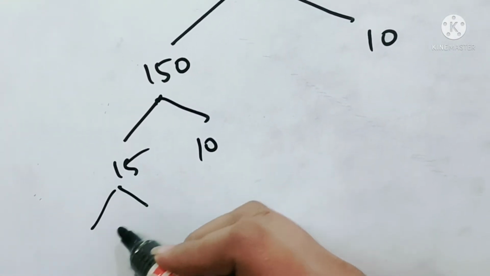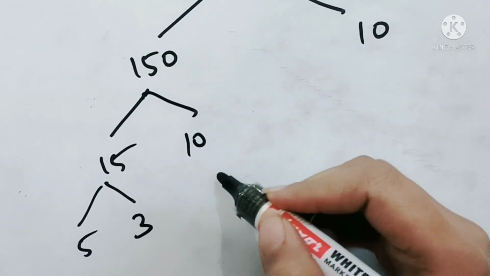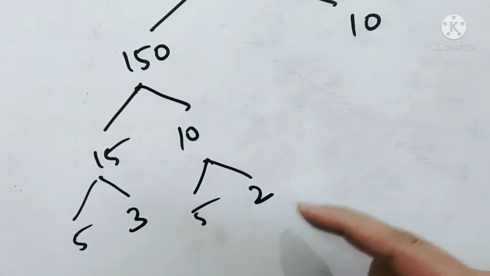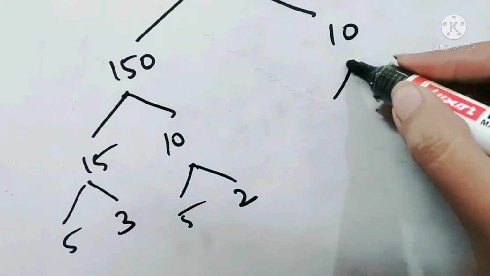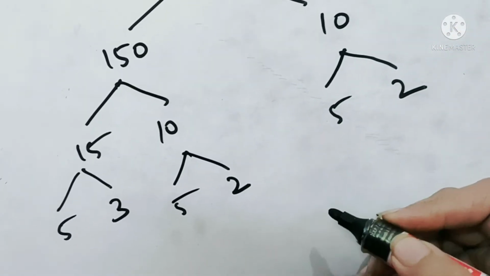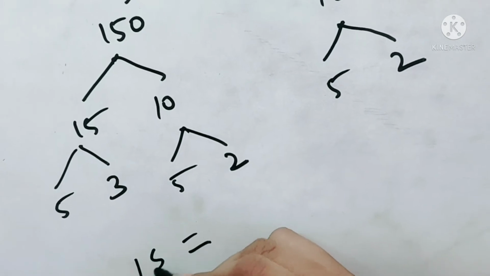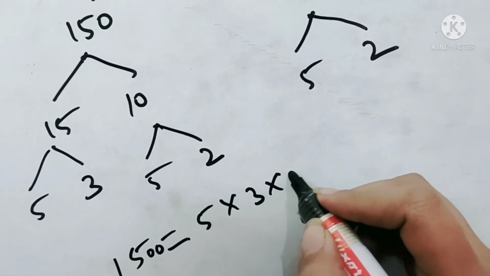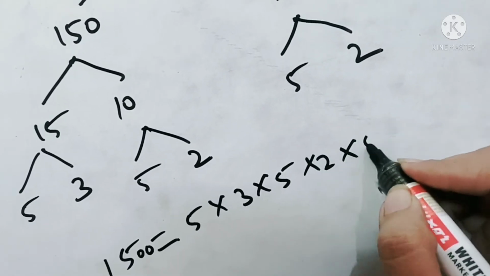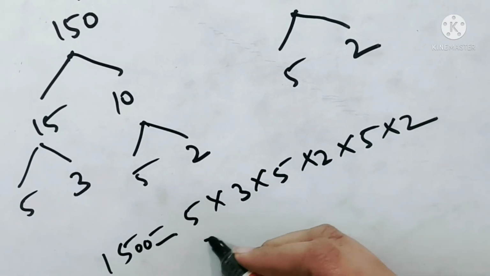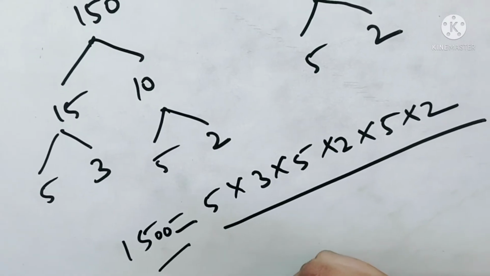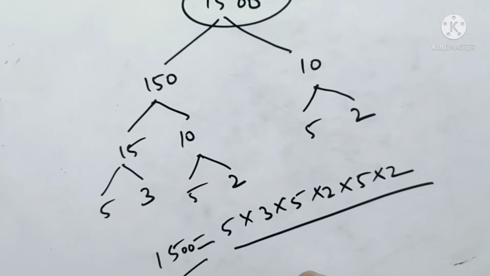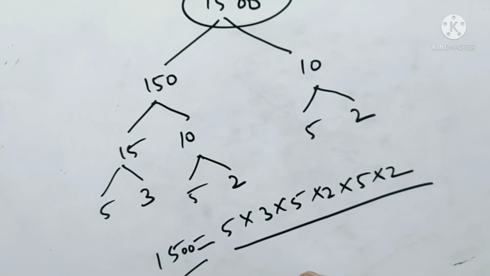Now further 15 can also be divided as 5 into 3, and this 10 can be divided as 5 into 2. So here it is ended, but on the right hand side I also have 10, which can be further divided as 5 into 2. So at the end I am getting the factors of 1500 as 5 into 3 into 5 into 2 into 5 into 2. If you multiply all of them, you will get 1500, which is the final result, and this is the complete factor tree of 1500. I hope it is clear.